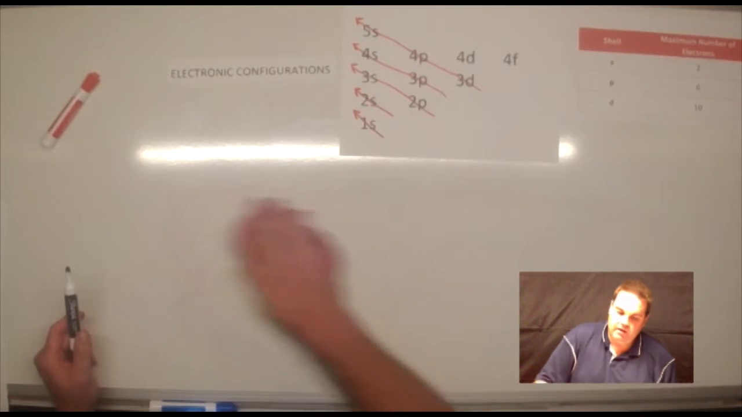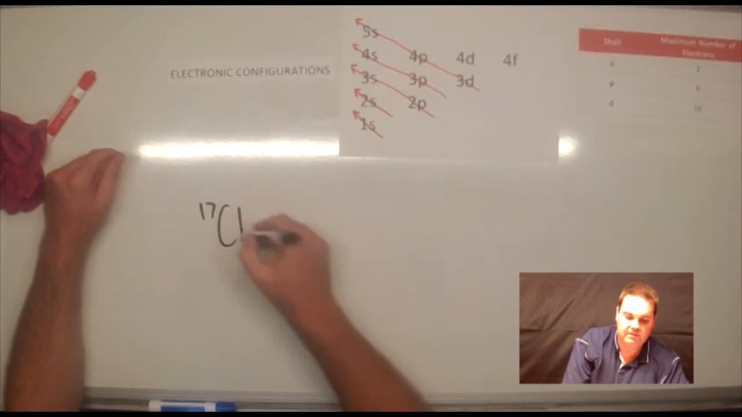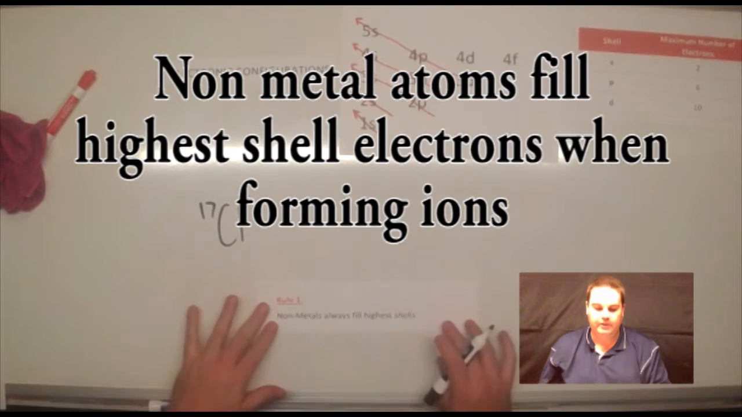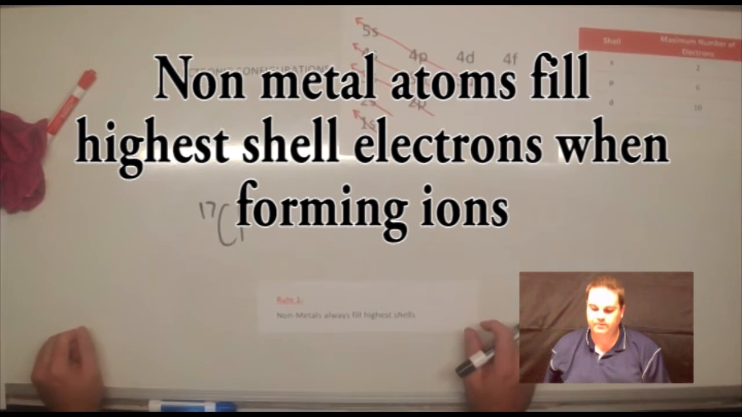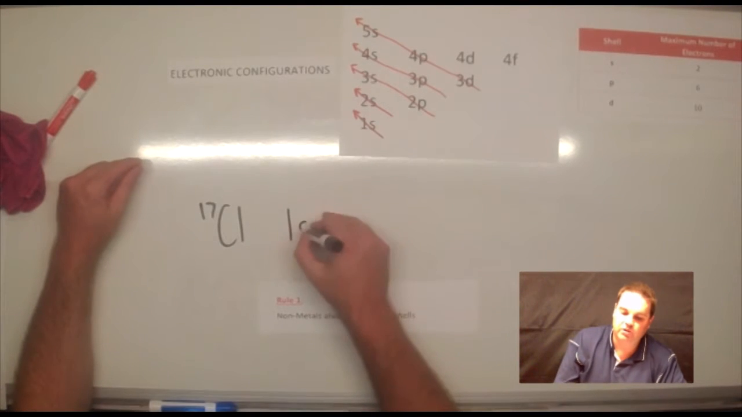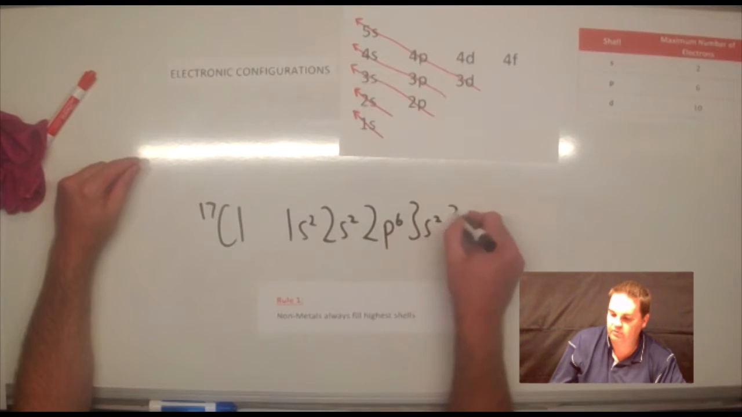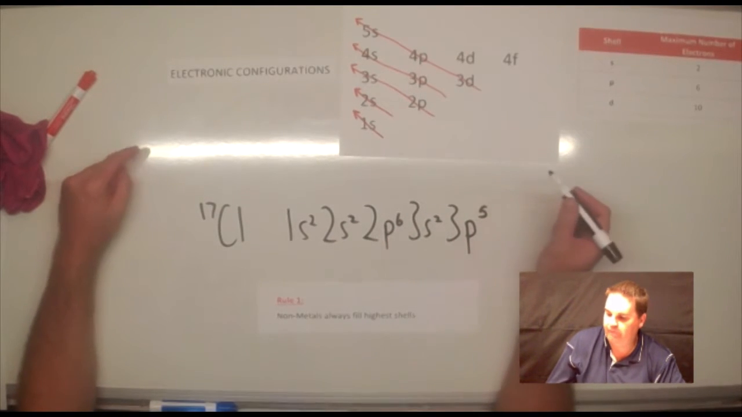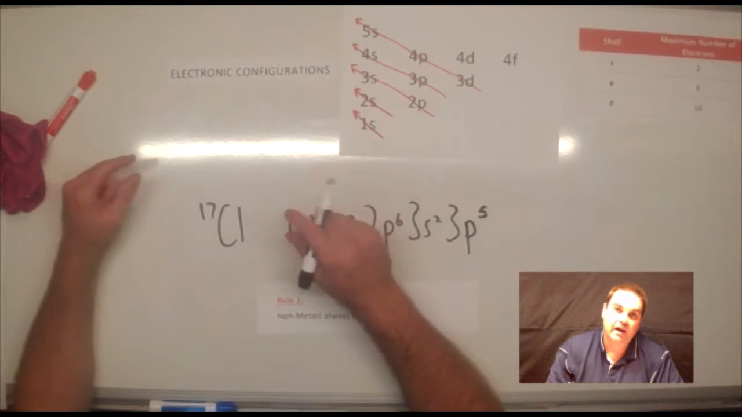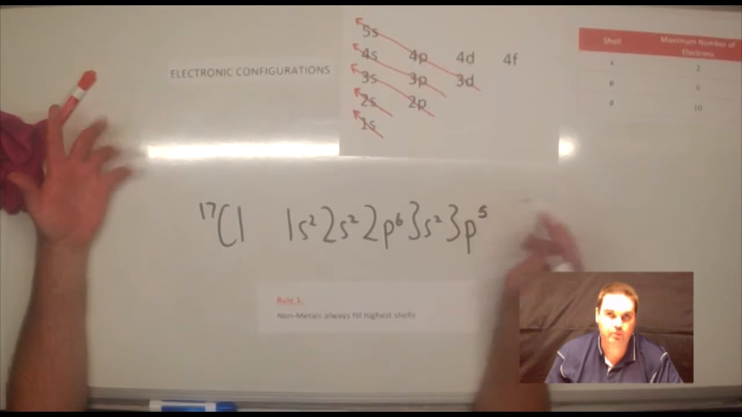Okay, so I'm going to go back to that one I had before of chlorine, 17Cl, and I'm going to introduce the first rule here. The first rule is that non-metals always fill highest shells when they form a charge, when they form an ion. So chlorine, if you remember, was 1s2, 2s2, 2p6, 3s2, 3p5. Now chlorine, in its ion form, has 7 electrons in its outer shell, so it wants to gain 1 to form that stable octet of 8.